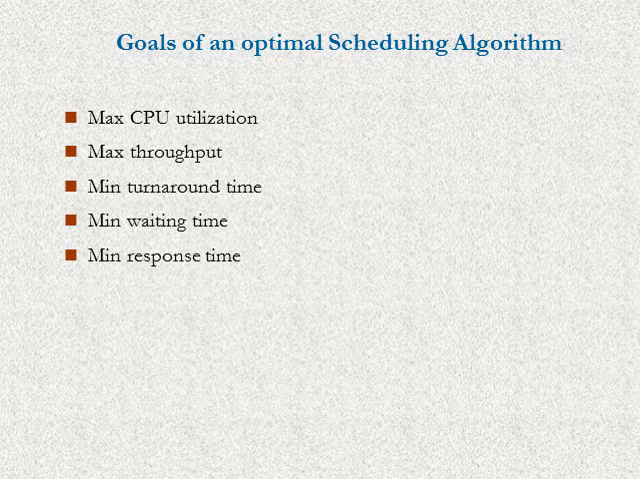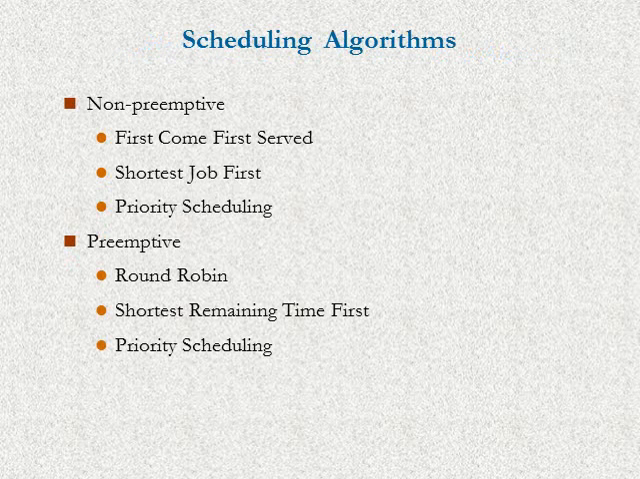So the goals of an optimal scheduling algorithm are to maximize the CPU utilization, to maximize the throughput, to minimize the turnaround time, minimize the waiting time, as well as to minimize the response time for different processes present in the system. Over here we have different scheduling algorithms that we will discuss in this module.